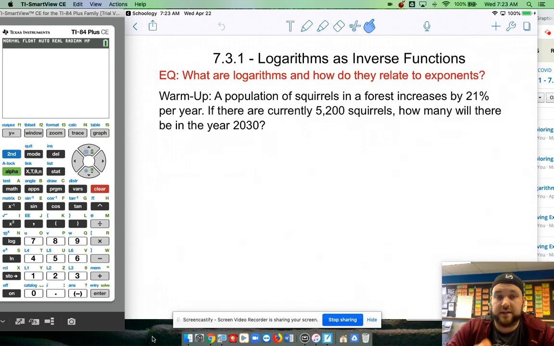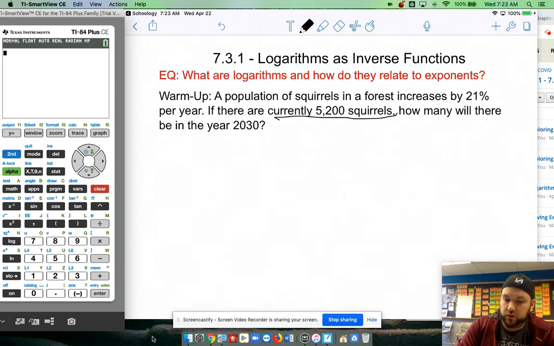So, as a quick warm-up, a population of squirrels in a forest increases by 21% per year. If there are currently 5,200 squirrels, that is our start value. How many will there be in the year 2030? So we are increasing, which means I'm going to have exponential growth.